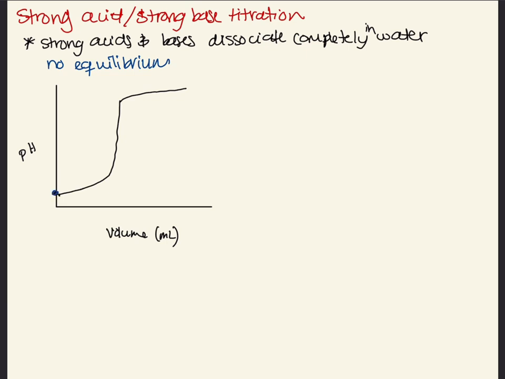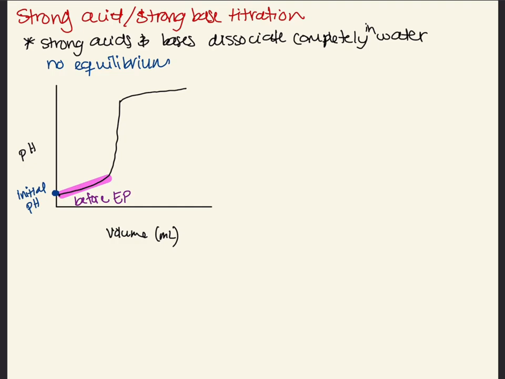Here we have our initial pH. So that is going to be before you add any base. Now, as we move along this area here, this is before the equivalence point. So this is before we've reached the equivalence point, and we should have more acid than base in solution.